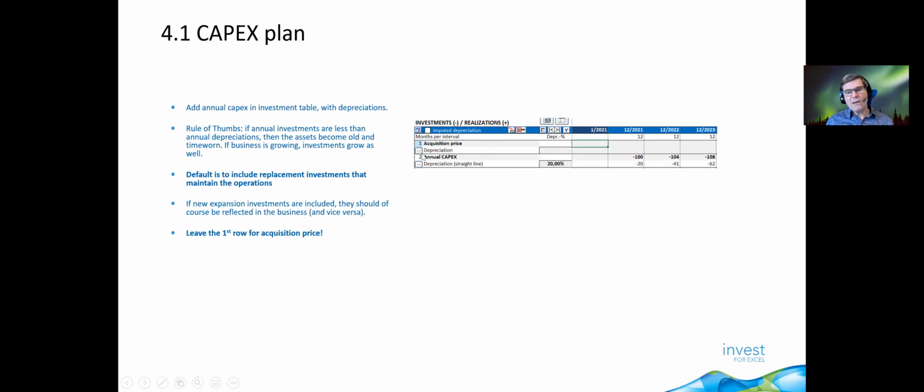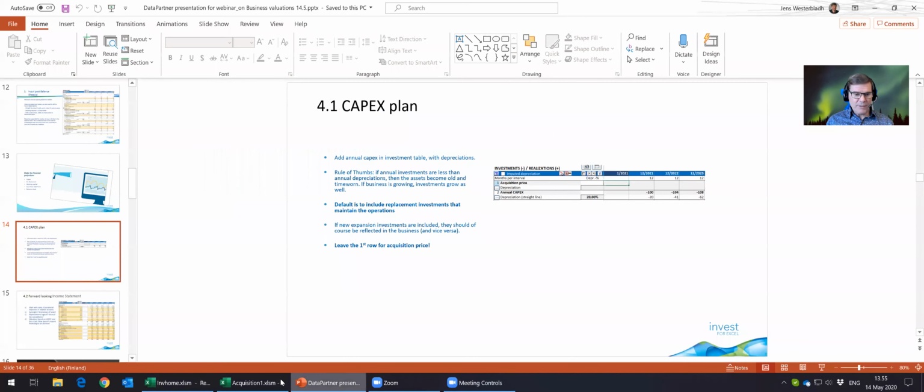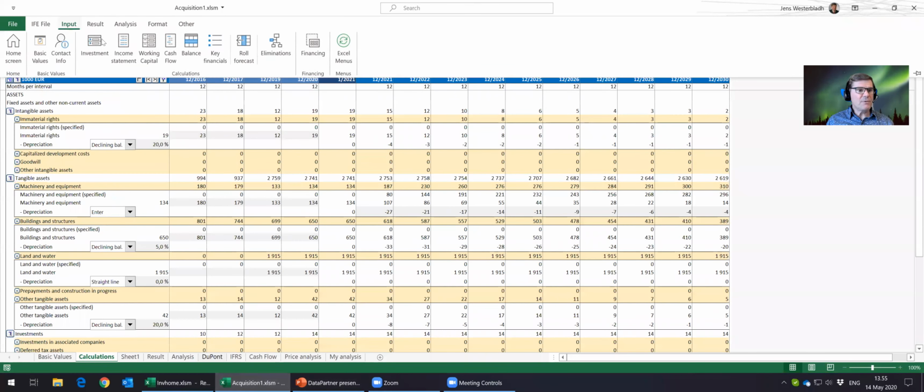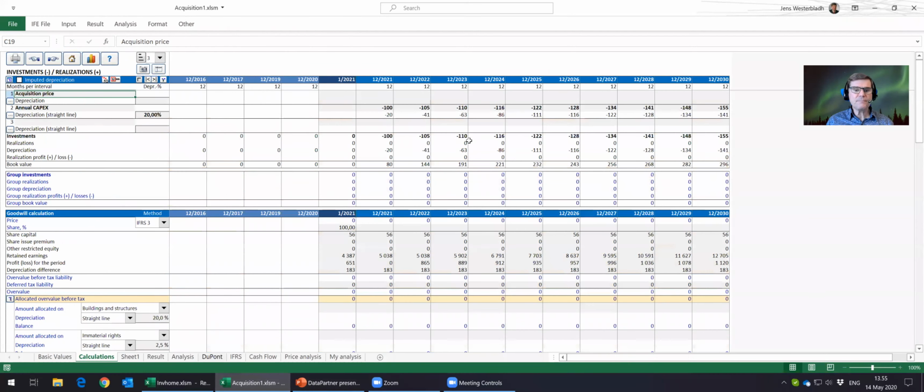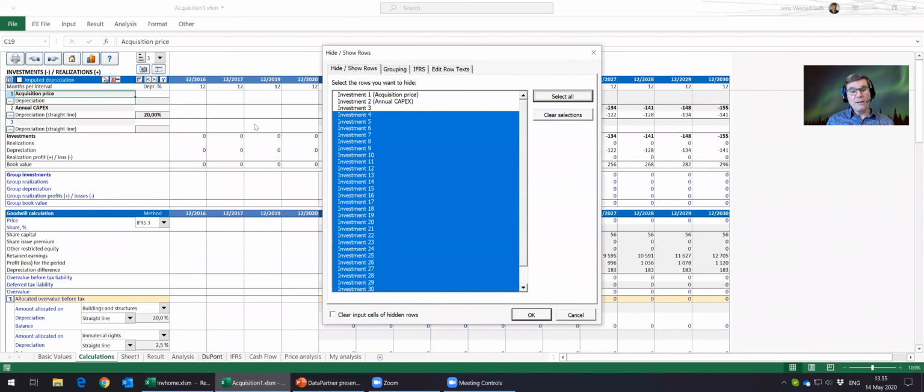And to remember is that the first row in this acquisition template is sort of reserved for the price paid for shares. It's the buying part that makes that investment, not this company that we're evaluating. So, okay, let's look at it also in practice. I jump to input investment. And we now focus on this upper part, which is like the normal investment table.